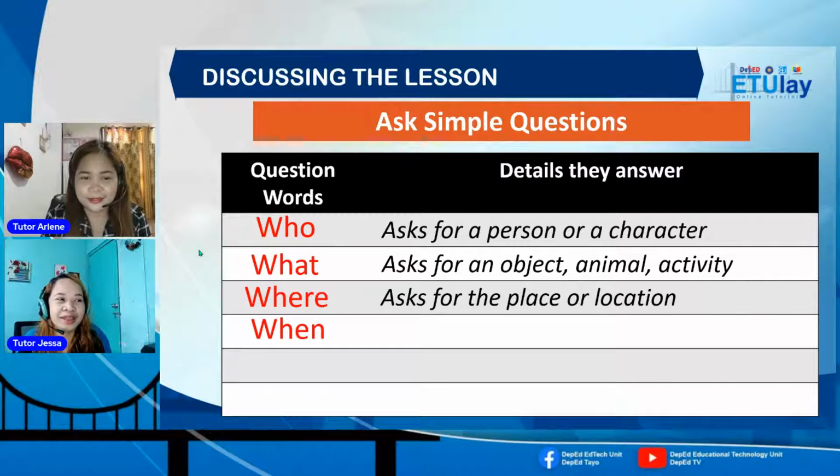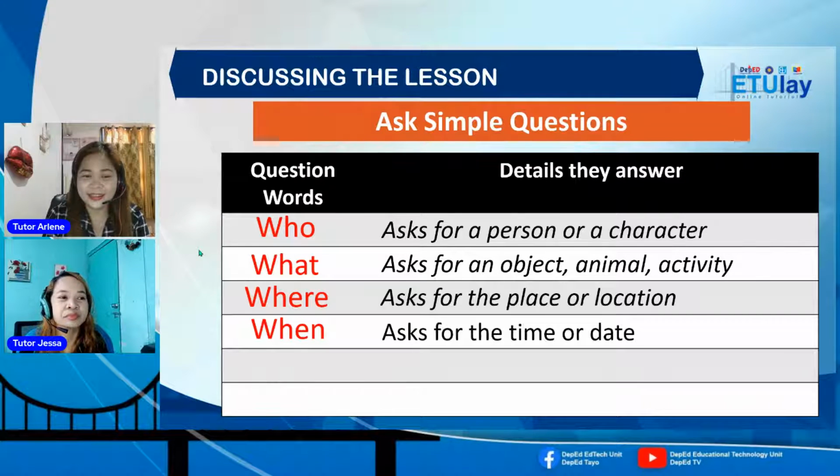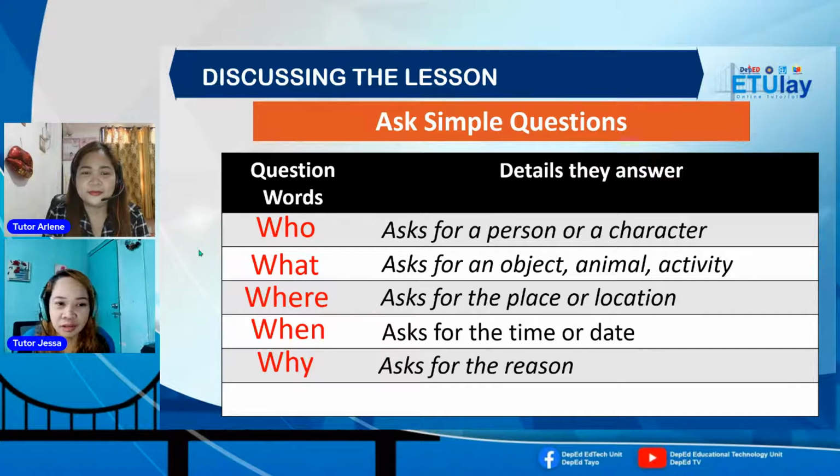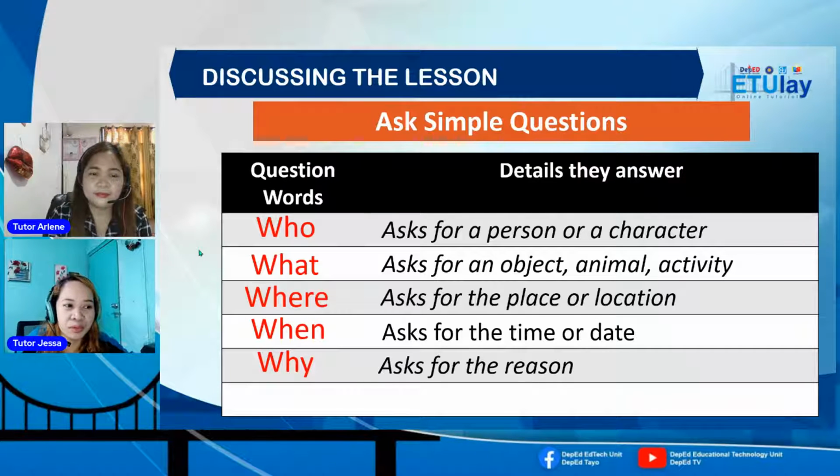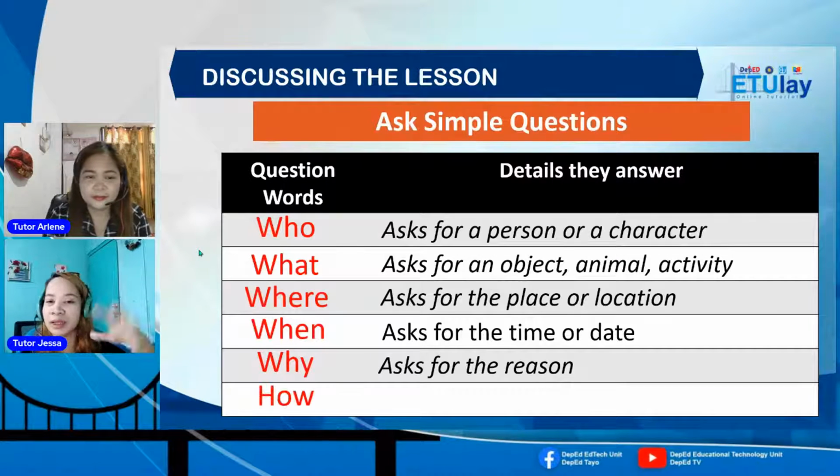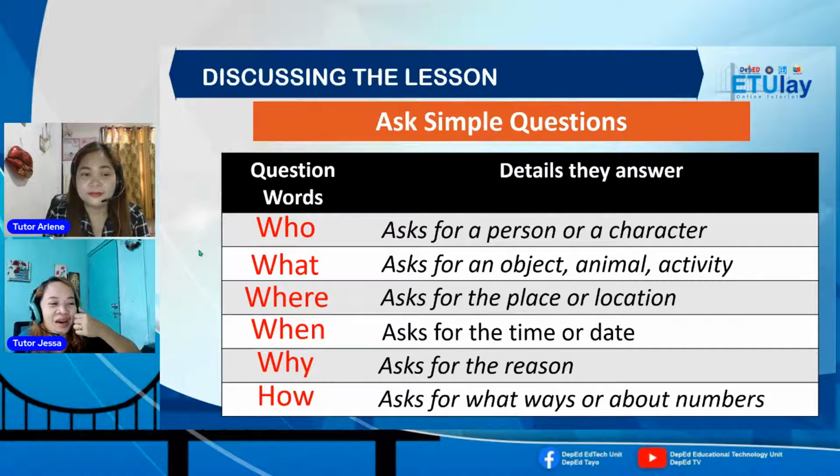Okay, and when asks for, okay, the time or the date in the story. And why? Why it asks for the reason. Okay, kids, can you give us an example of simple questions using the following WH questions, kids? O, meron pa pala tayong dulo. Okay. So, how it asks for what, ways, or about numbers.